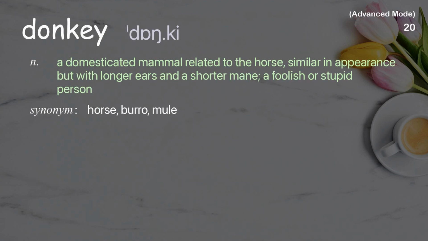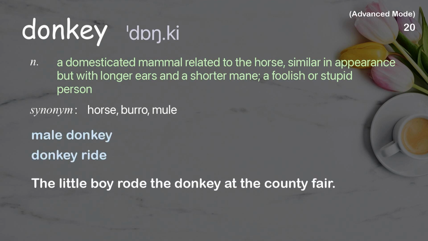Donkey. A domesticated mammal related to the horse, similar in appearance, but with longer ears and a shorter mane, a foolish or stupid person. Examples: male donkey, donkey ride. The little boy rode the donkey at the county fair.